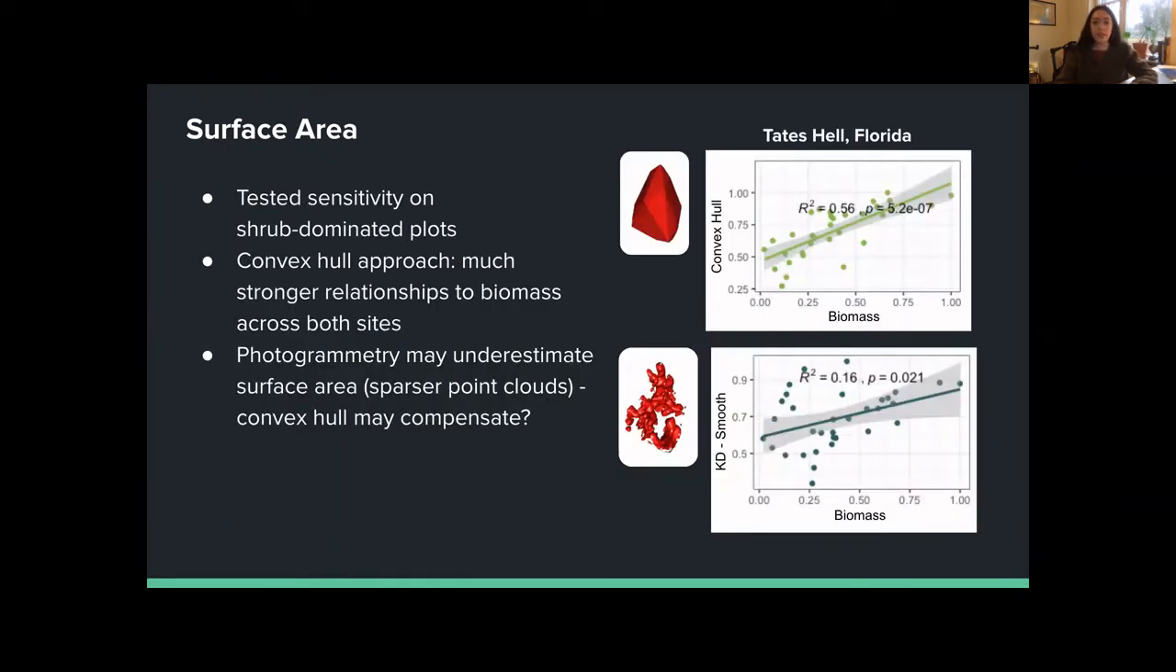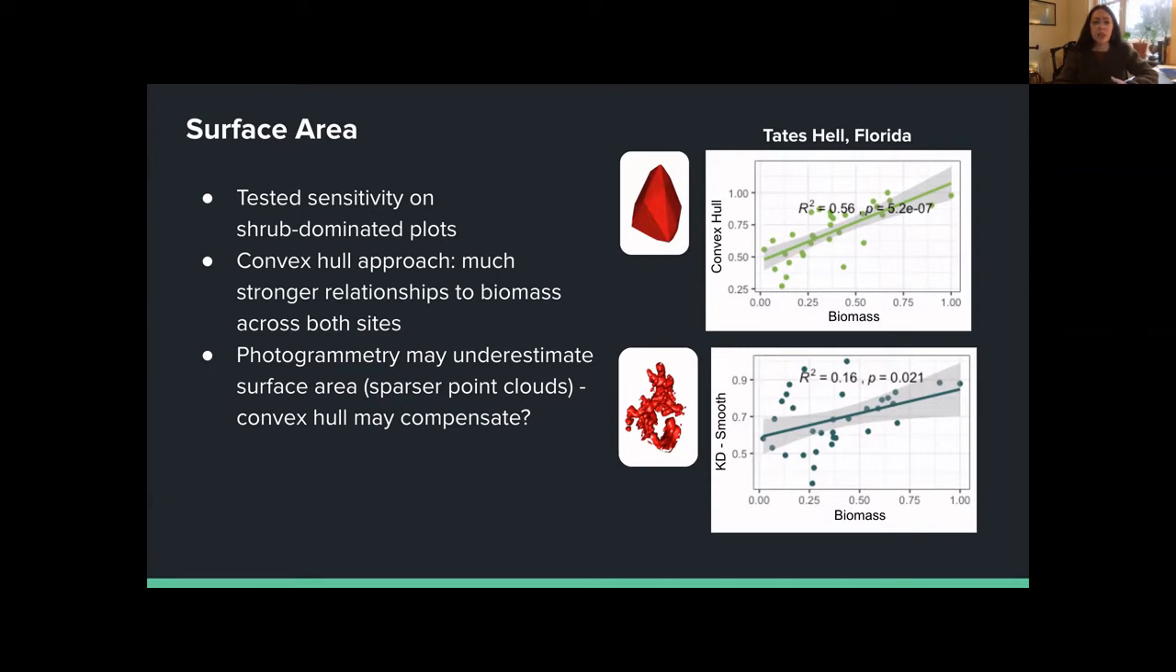So we tested these three different surface area calculations on only our plots first, just containing shrubs across both of our sites. And what we found was that our convex hull approach, despite looking much more generalized than the kernel density approaches, actually had way stronger relationships to biomass across both of our sites in plots containing shrubs. You can see some of those results on the right here, which compares just the convex hull surface area approach to the smoothed kernel density approach in predicting biomass for those shrub plots in Tate's Hell only, although we saw similar results at our Lubrecht site.